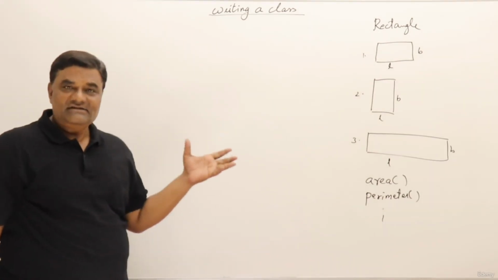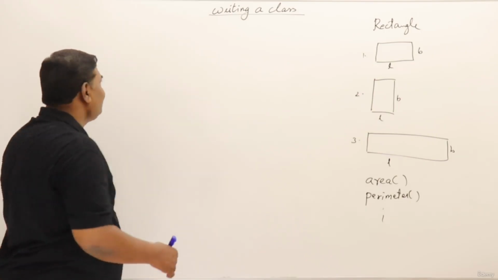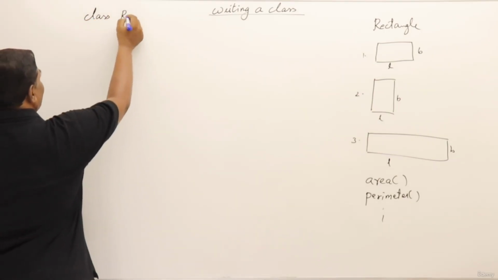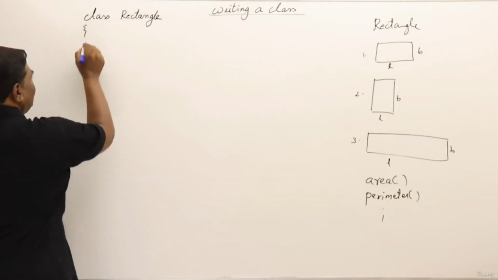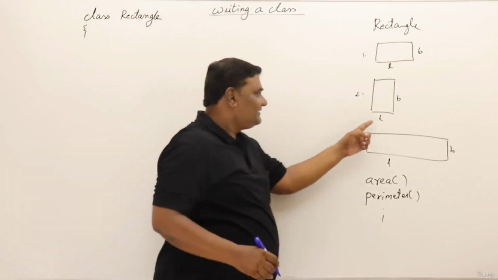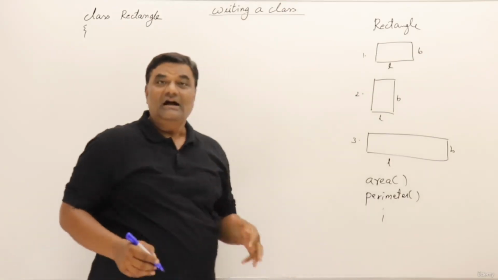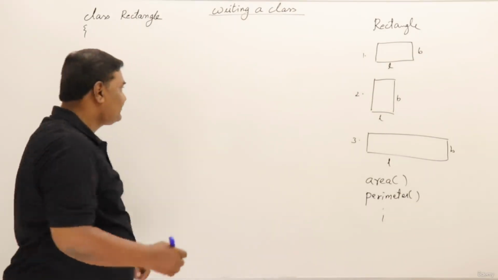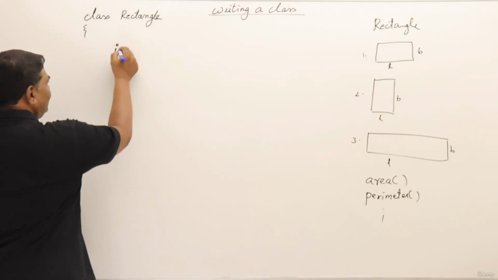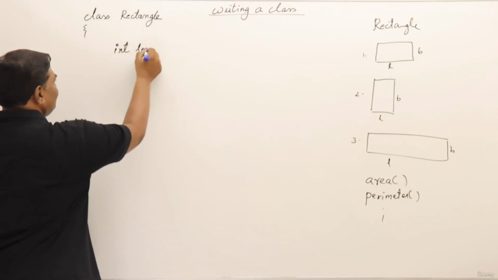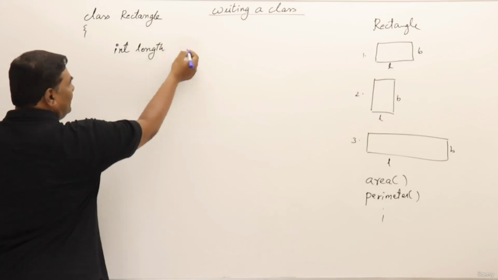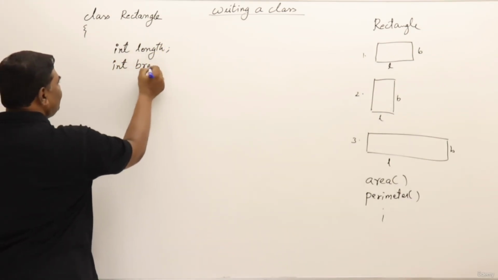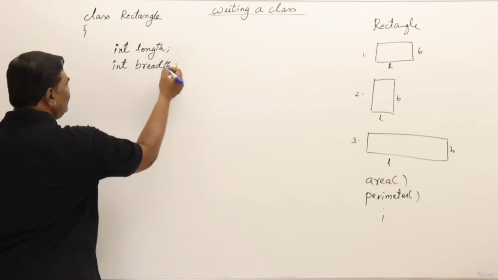So let us define a class for rectangle. I'll start writing a class. Class rectangle. Then what are its properties? Length and breadth are the properties, attributes. So we make them as data members. I will take them of type integer only. Integer length is one data member, and it's better to write in the next line: integer breadth. These are two data members.